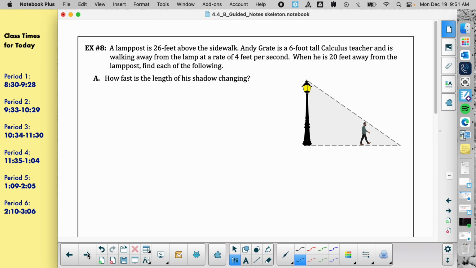On the shadow problem, they told you how tall the lamppost was, how tall this person was. And then it said, what did it say? Walking away from the lamp at a rate of 4 feet per second. So whatever variable you call this, it's telling us that this is changing at 4. And then it says, when he is 20 feet away from the lamppost, find the following. How fast is the length of his shadow changing? Well, the length of his shadow is a different variable because we weren't told it. And then that means we're trying to find dy/dt.